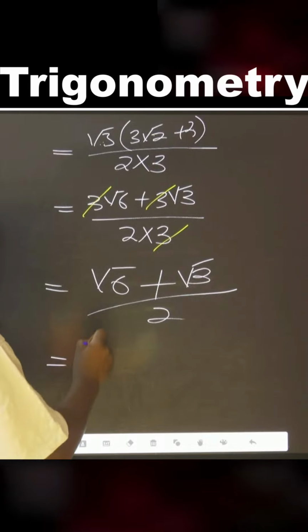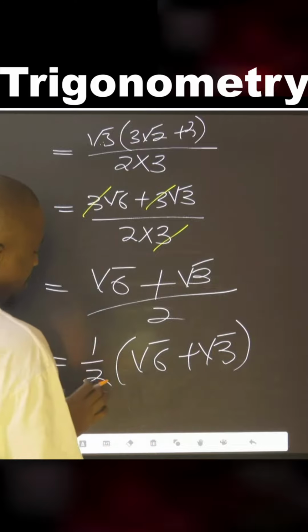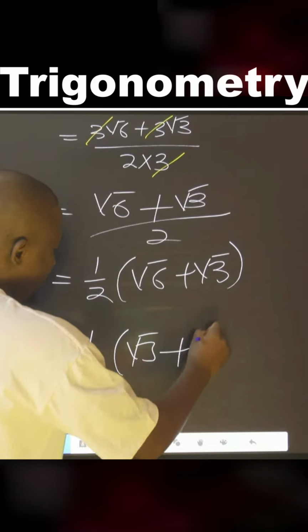You can also express that as 1 over 2 times square root of 6 plus square root of 3, or 1 over 2 times square root of 3 plus square root of 6. Any of them.